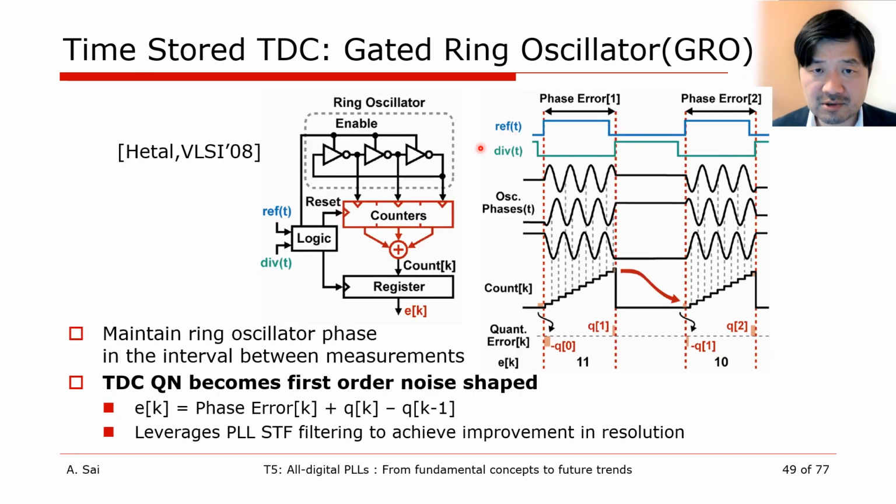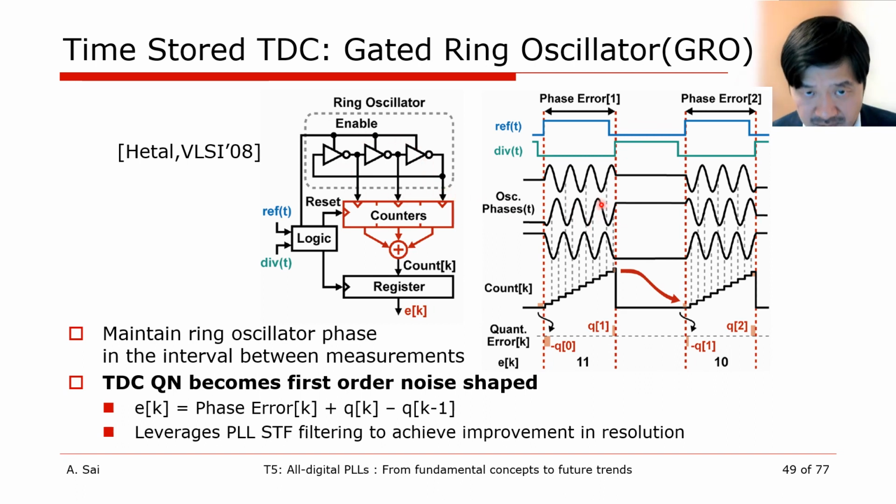This slide shows a time-stored TDC that uses the first-order noise shaping ADC. A ring oscillator is operated for a period corresponding to the phase difference between the reference signal and the frequency divider output, and the signal is converted into a digital value with the resolution of one inverter stage of the ring oscillator.